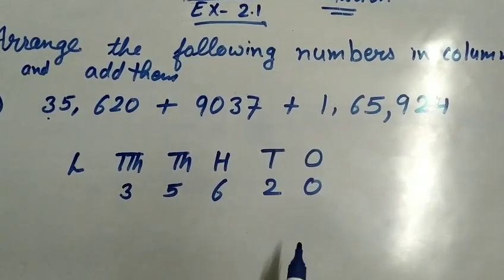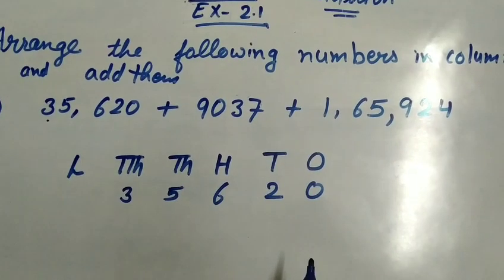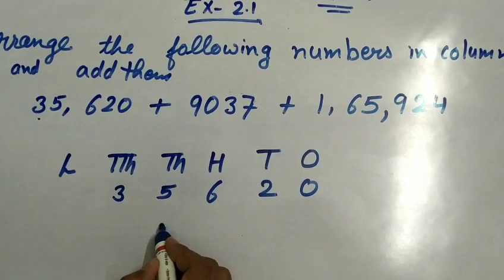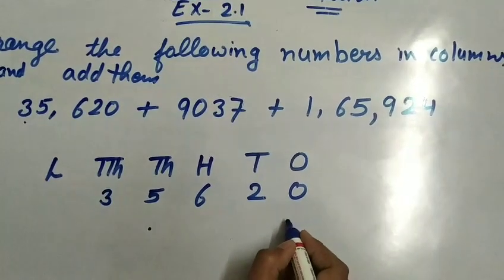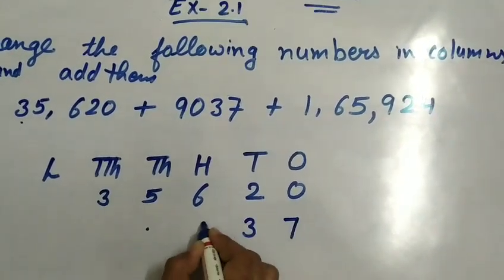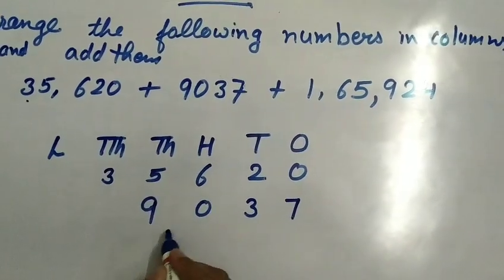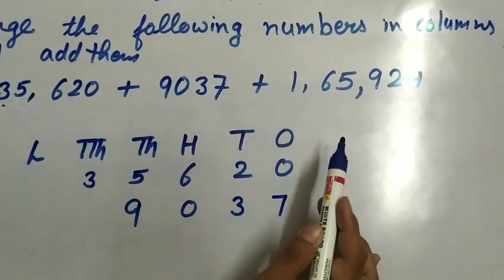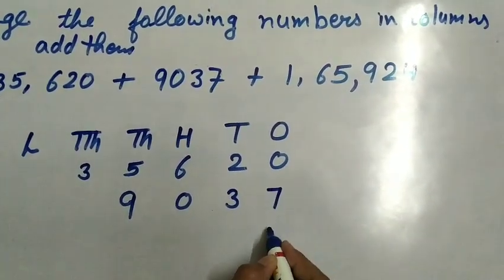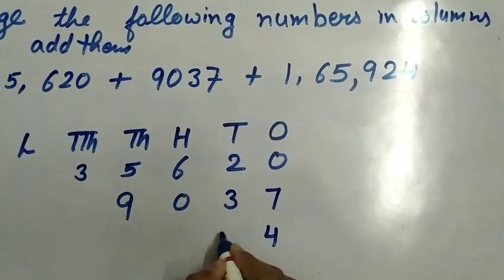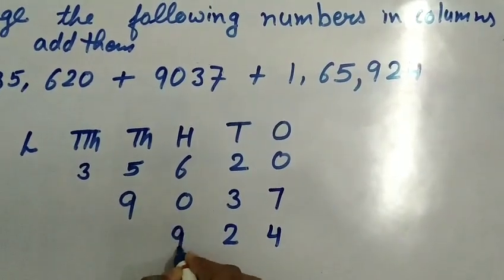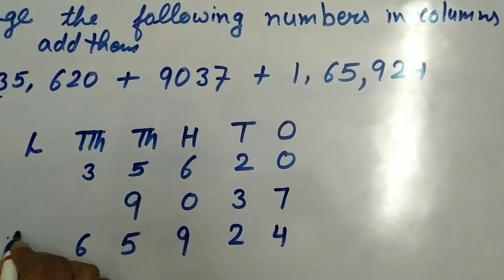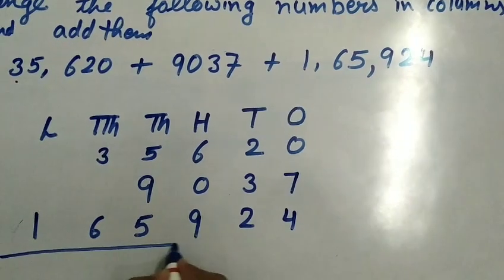35,620. Or you can start writing the number from the ones place also. The next is only the 9,000. You can write from here or you can start from here. See 7, 3, 0, 9, 9,037. Then the next number is 1,65,924, then 4, 2, 9, 5, 6, 1. Now you have to add them.